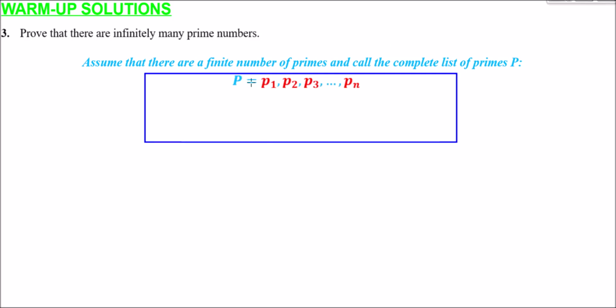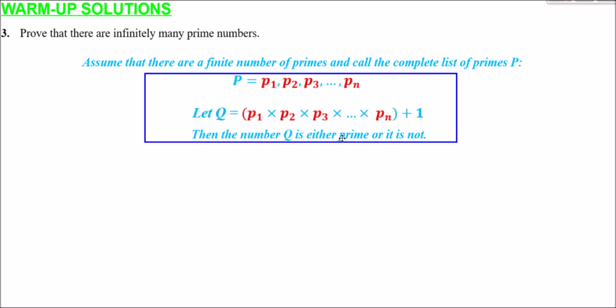So, P is going to equal P1, P2, P3, P4, P5, all the way up to Pn, where n is the last prime number. Now let's define another number, q. Let q be the product of all known primes, p1 times p2 times p3, all the way up to pn, then plus 1. This is the key genius move of Euclid.